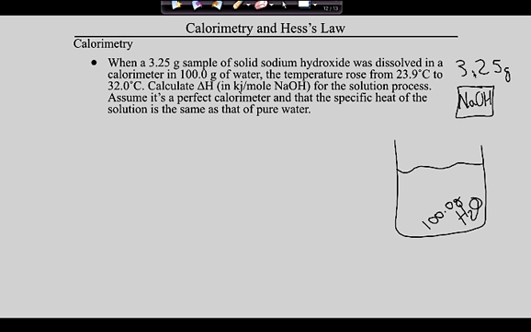So, how do we know how much energy dissolving the sodium hydroxide gave off? What do we need to know? It's the same as what? The amount of energy gained by what? The water. And how can we calculate the amount of energy gained by the water? We need an equation. We need Q is equal to MC delta T.